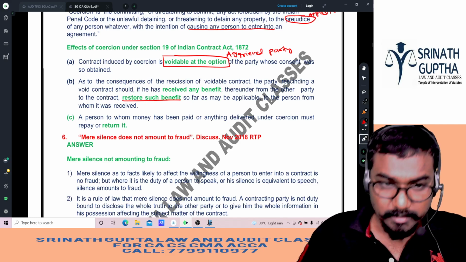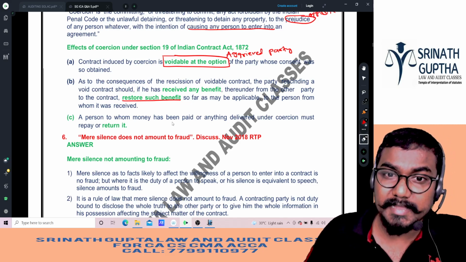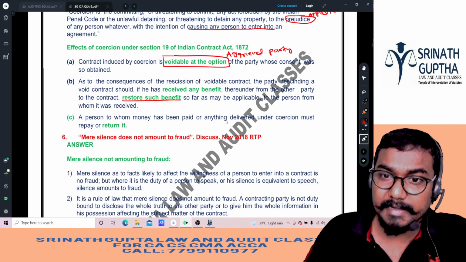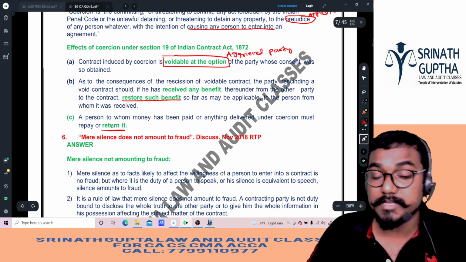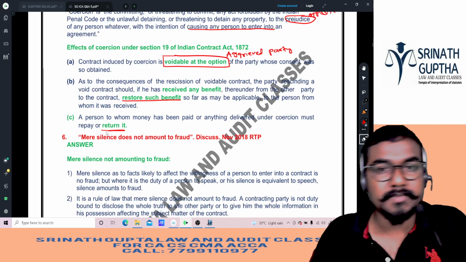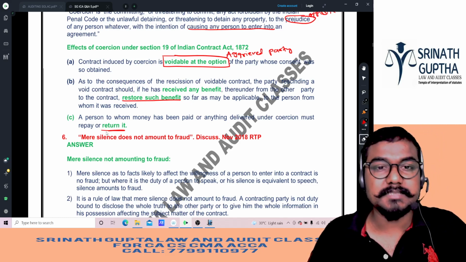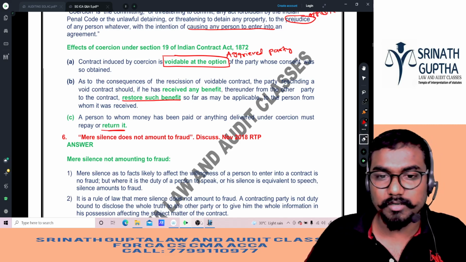Yes sir, no sir. Next, a person to whom money has been paid or anything is delivered under the coercion must return it. That means both the parties have to restore it. There are 2 effects of the coercion. First one is the voidable. Second one is both the parties have to restore the benefits they have received. Let us go to next question, sir.